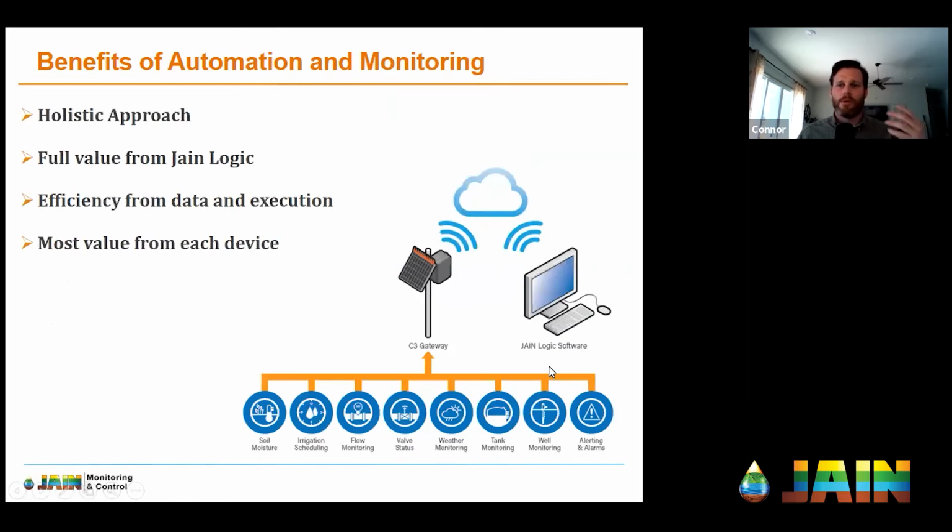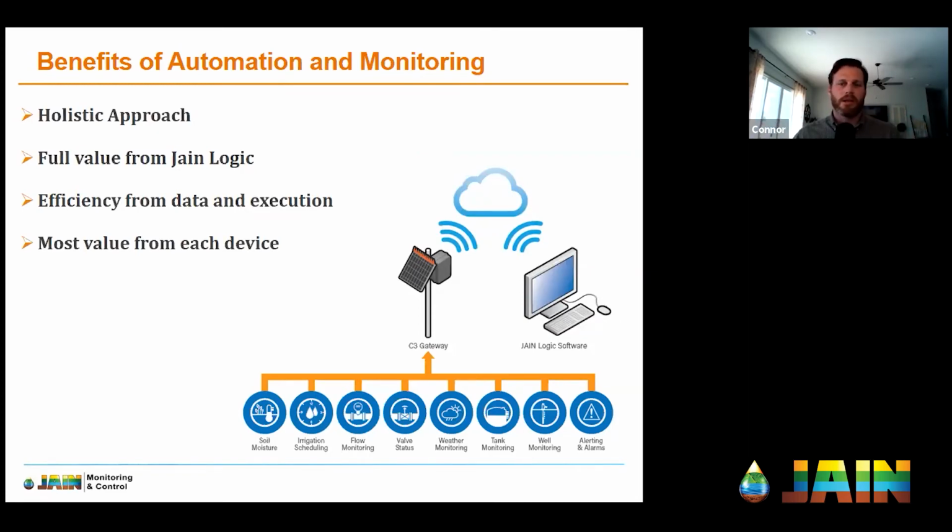Now that we've looked at both automation and monitoring separately, let's think about them working together. You're getting the benefits of both, but also, from a value standpoint, you're getting the most value out of the investment you're making by putting a device at a location, as well as the most value out of the Jain Logic software. The software has tons of capabilities, and when we're using both monitoring and automation, we can really start to think of it as a system and as a cycle.